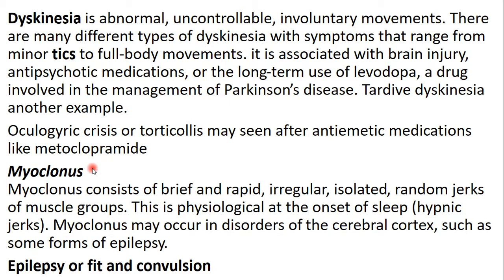The second important movement disorder is myoclonus, which is a brief, rapid, irregular, isolated, random jerk of muscle groups. This is physiological at the onset of sleep: when you are falling asleep, before you are fully asleep, you get a sudden drop. We call it a hypnic jerk. This is a myoclonus, or myoclonic jerk.